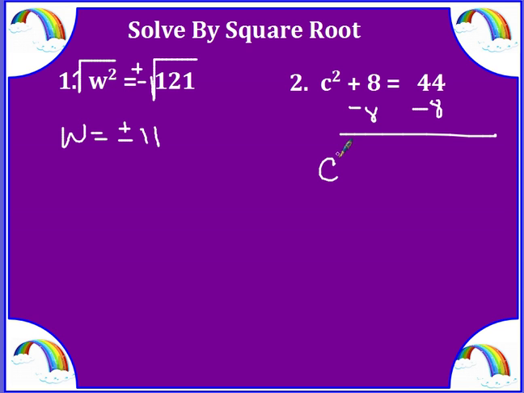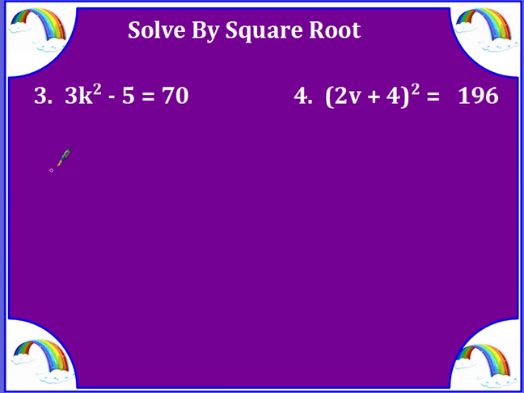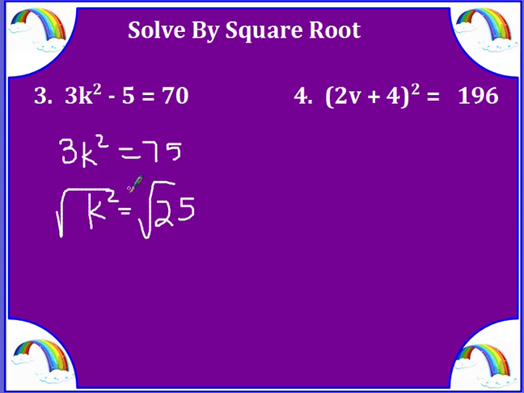Before we take the square root, we get c squared equals 36. Take the square root, positive and negative, and our two roots are a positive 6 and a negative 6. Here, let's add 5 to both sides, and we get 75. And then we get k squared equals 25. We take the positive and negative, and our two roots are 5 and negative 5.